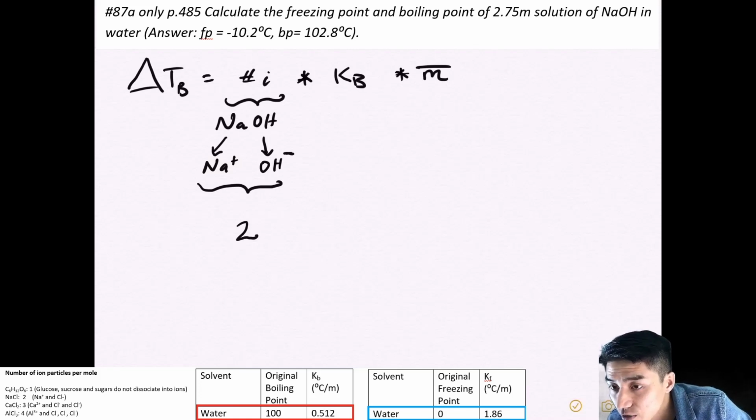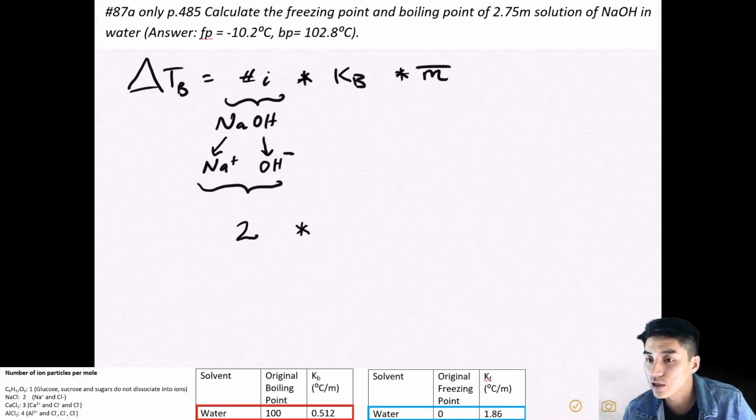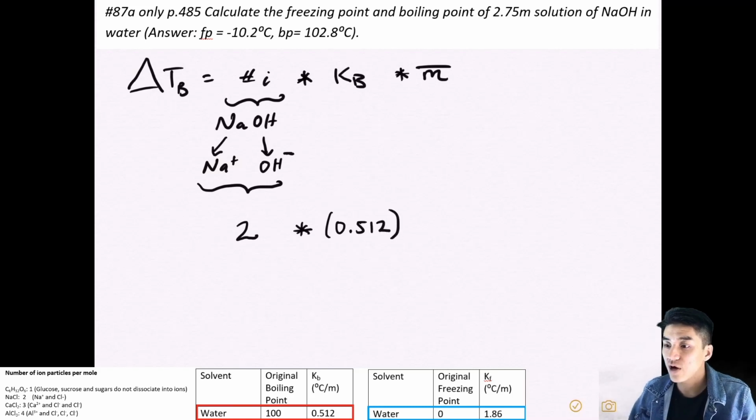For NaOH, I'm going to plug in 2, because if you look in the lower left of my screen, NaOH kind of resembles the molecule NaCl. It's going to dissolve into two separate ion particles. So that's how I know to plug in a 2 there. Next, I'm going to plug in for Kb. This is the boiling point constant. Again, it's 0.512.